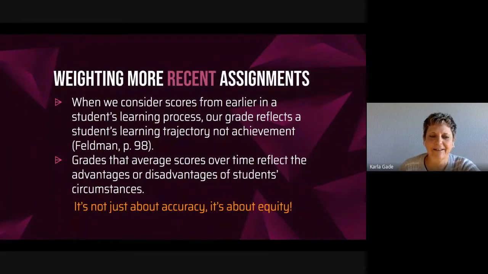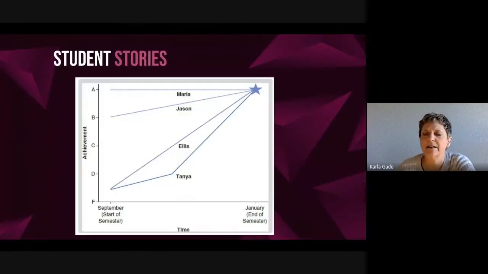So Feldman would argue that averaging all grades really reflects the learning trajectory of a student, not that student's achievement. And that when we grade, averaging reveals the advantages and disadvantages of student circumstances more than it does their understanding, again, of our learning targets.